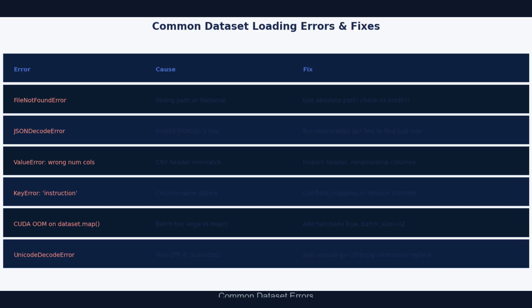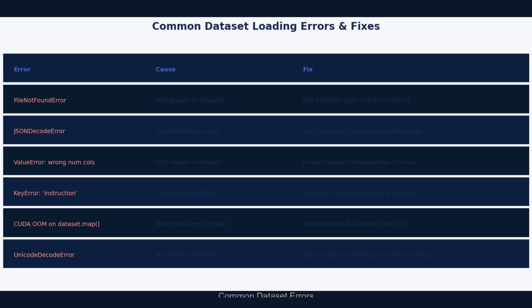This table is worth bookmarking. It maps the 6 most common dataset loading errors to their causes and fixes. FileNotFoundError means the path is wrong. Use an absolute path and verify with os.listdir. JSON decode error means at least one line in your JSON-L file is malformed. Use json.loads in a loop to find the bad line.